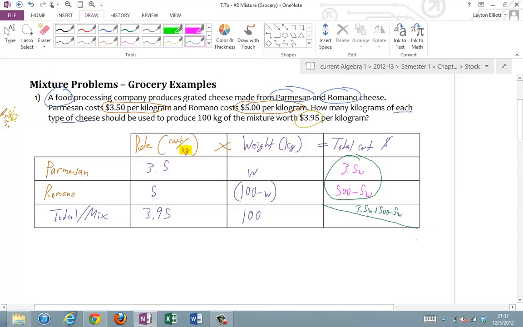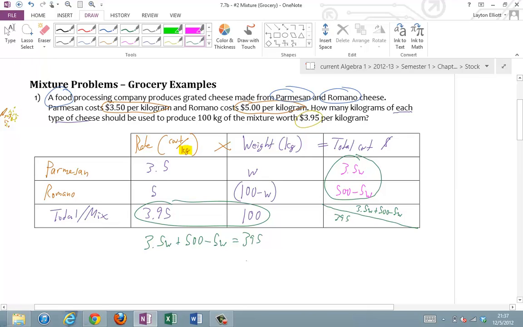That's one way we've gotten it. Or what I could do is multiply these two and make that 395. Well, strictly speaking, it's actually both of them. In fact, that's our equation. We set both of them equal to each other. So what I will sometimes do is not even write that final cell. I'm just going to go straight to the equation. 3.5W plus 500 minus 5W equals, and that would be 3.95 times 100, or 395.